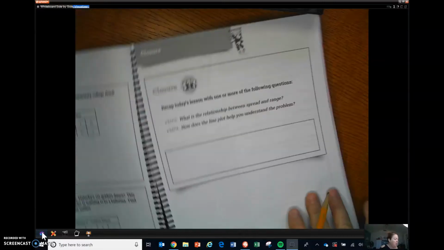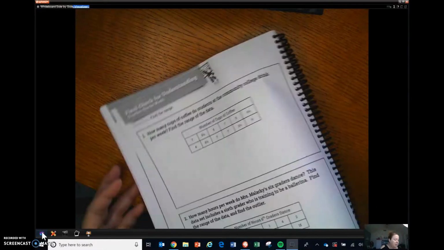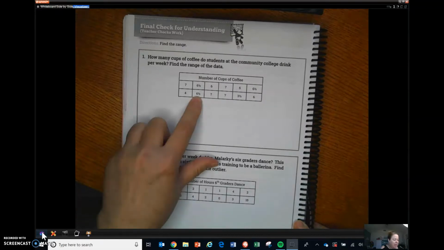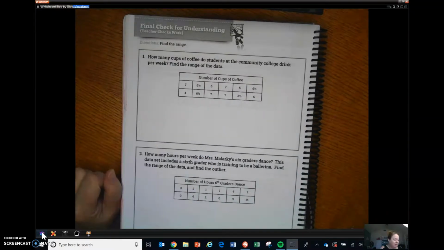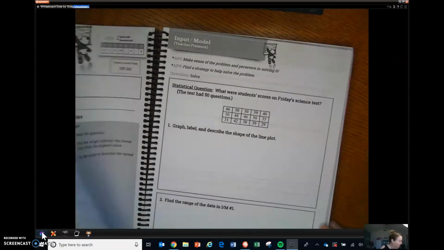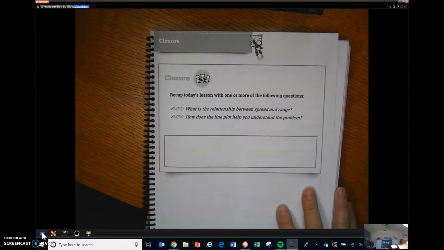Okay, now you are going to do your final check. And there's just a couple that have a fraction. Don't worry about it. Find the largest and the smallest number, subtract, that gives you your range. Easy. Let's see what we have. Oh, all right. Let's see what we have for homework.